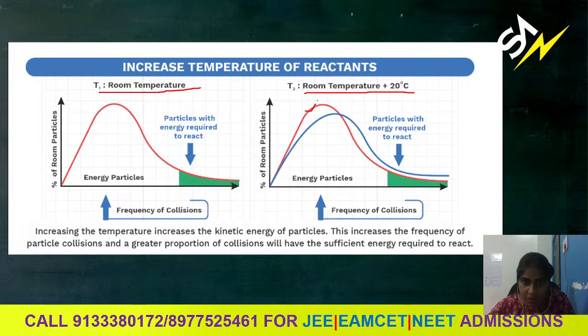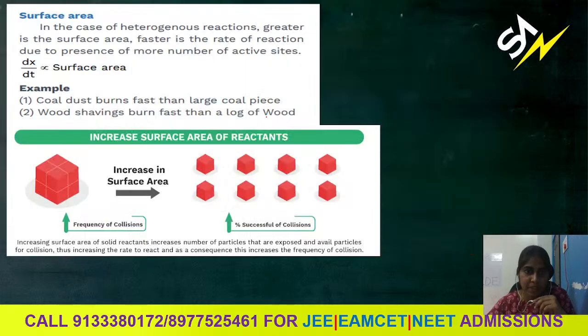This is the whole reaction path. If we increase the temperature, the reaction rate will increase. It shows increasing the temperature increases the kinetic energy of the particles, which increases the movement between the reactant molecules. This increases the frequency of particle collisions, and a greater portion of collisions will have the sufficient energy required to react. Since there is more energy for the reactant molecules, the reactions will occur fast because of the increase in temperature. Next factor is surface area.